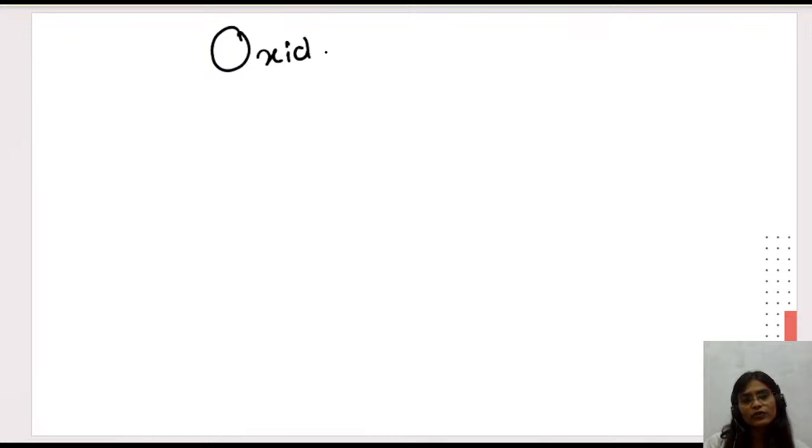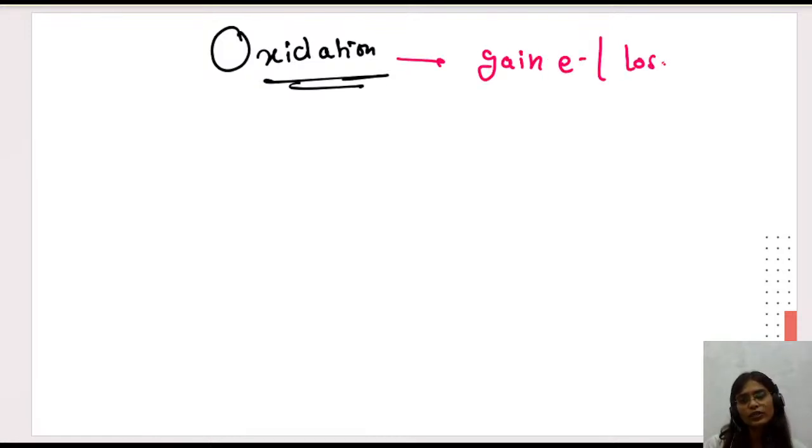So first question, what is oxidation? In normal terms, you can say it is the gain of electron or loss of electron. Which one is correct?